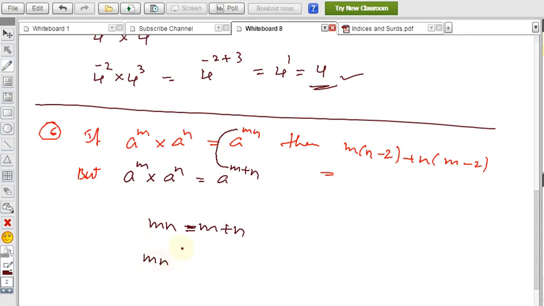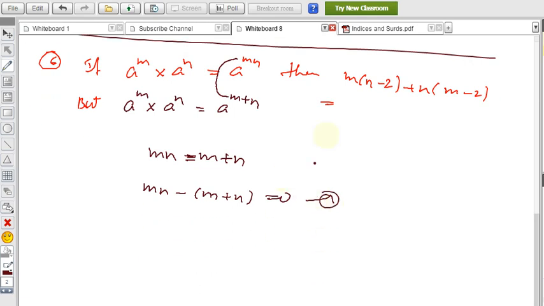Therefore, if we take m plus n to the left side, mn minus m plus n is equal to 0. Let this be some equation. Now we need to find out our answer.